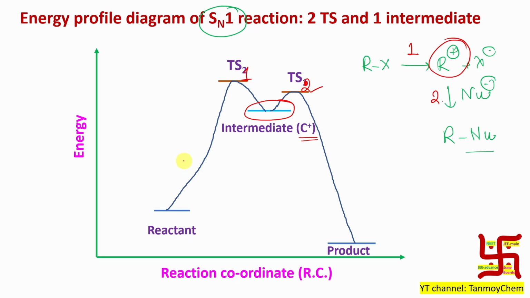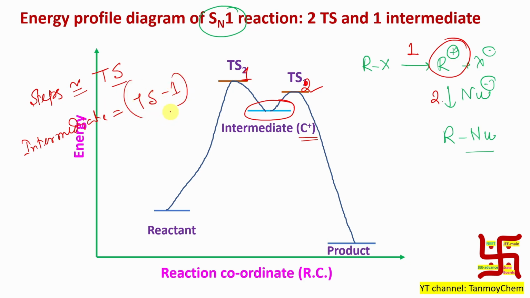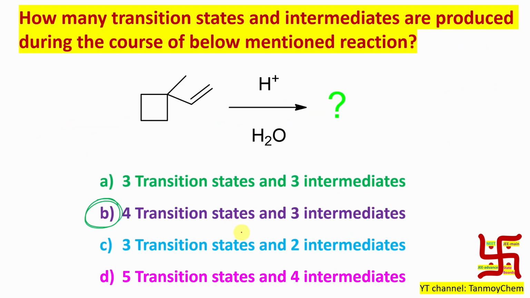So remember one thing: the number of steps is equal to the number of transition states. And the number of intermediates is one unit less, so the number of transition states minus 1. So this is the formula, this is the trick. It will be easier, just remember this. So from there we have clearly understood that there are 4 transition states and 3 intermediates.